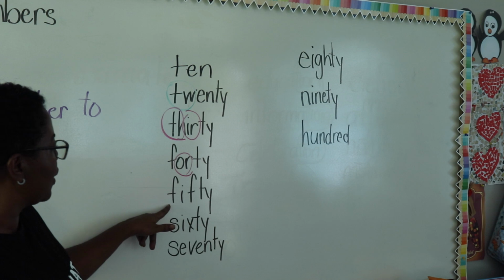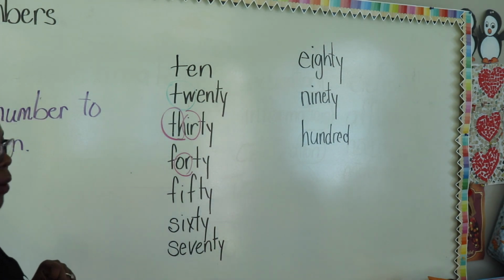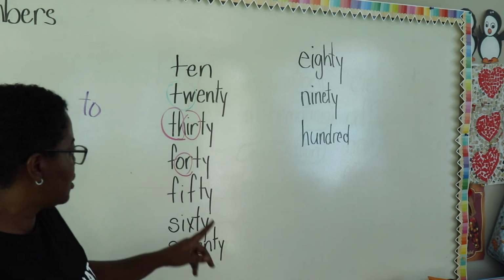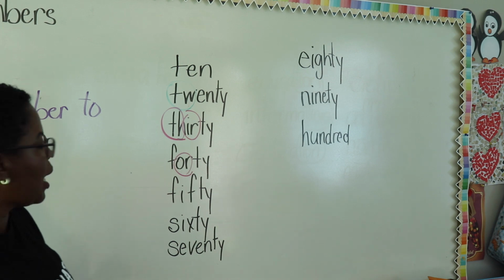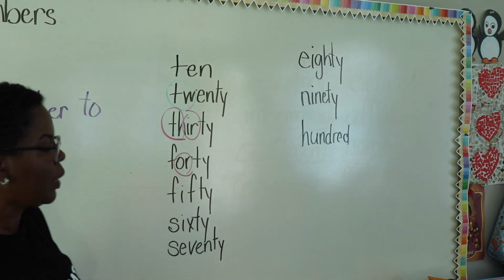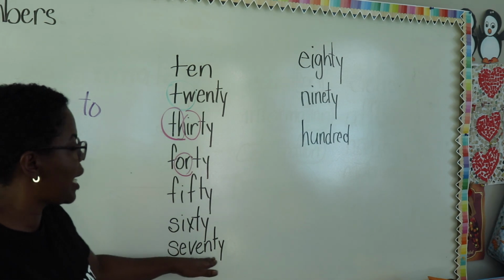All right, what's this one? 50. We're hearing a different vowel sound in here. What's the vowel sound we're hearing? E. So the vowel sound is E. What vowel makes the sound E? I. And sometimes? Y. All right. This is 60. This is 70.